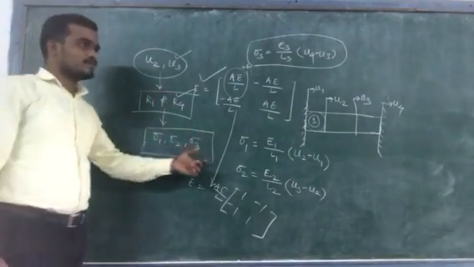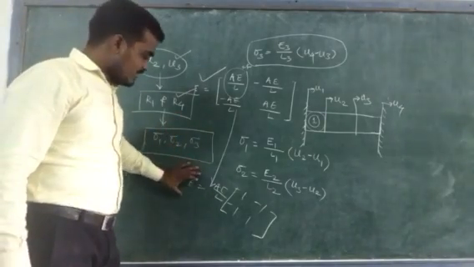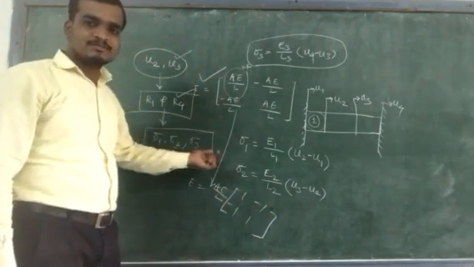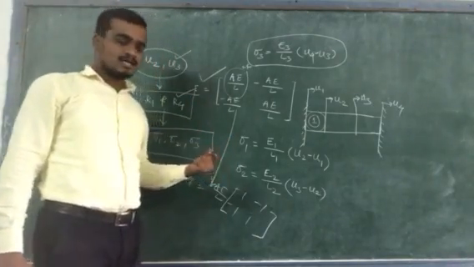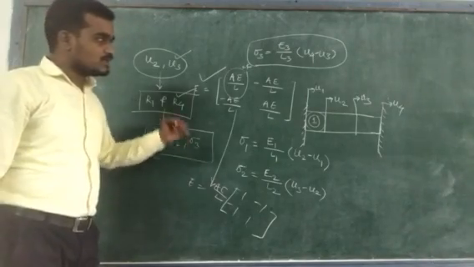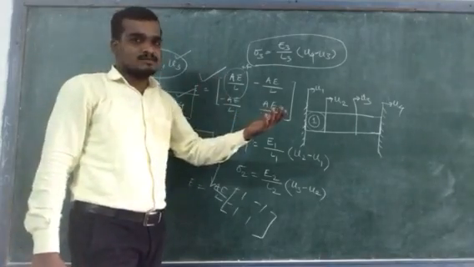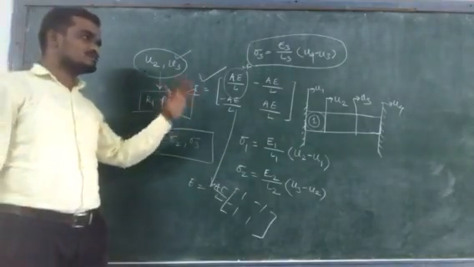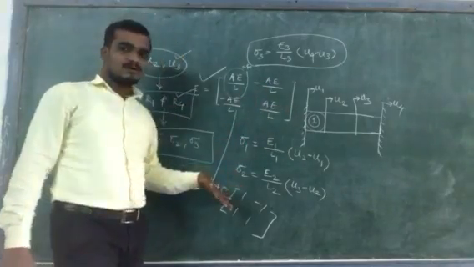The next step is what? By using these elemental stiffness matrices, assemble them globally, means construct the global stiffness matrix. The third step is to apply the boundary conditions. Apply the boundary conditions means apply the boundary conditions for the force vector as well as for the displacement vector.